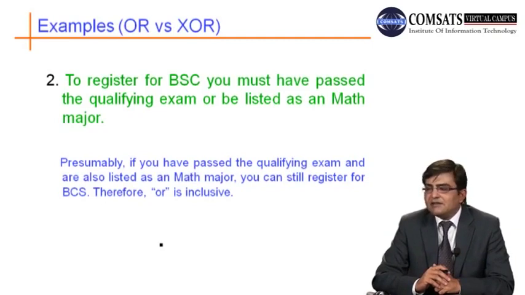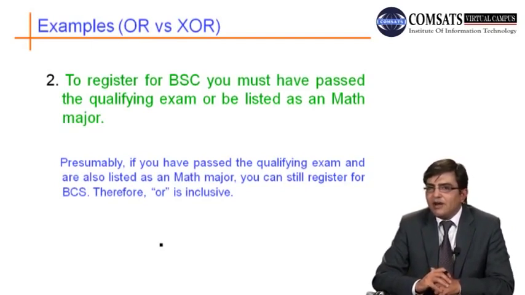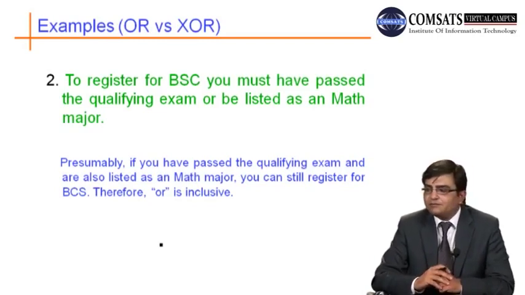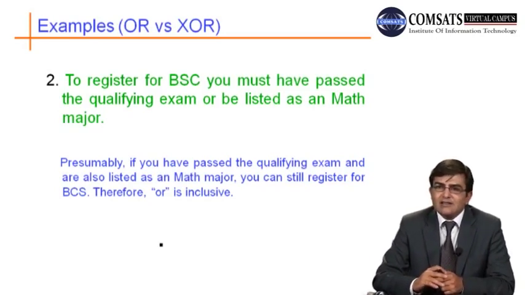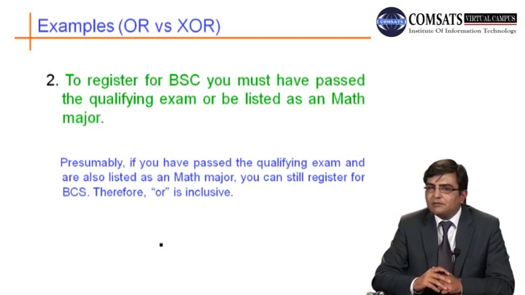To register for BCS, you must have passed the qualifying exam or be listed as a math major. What does it mean? To get an admission or to get the registration in BCS, you have to pass the entry test, which is the qualifying exam, or you must have mathematics in FSC. So if you have both possibilities, if you have passed the qualifying exam and also you have maths in FSC, both possibilities are possible here.